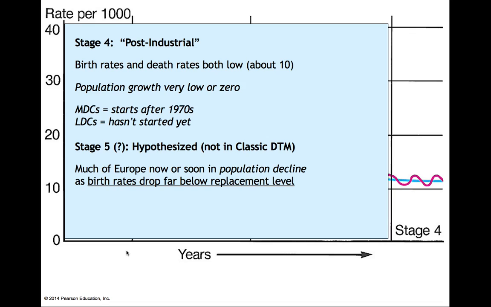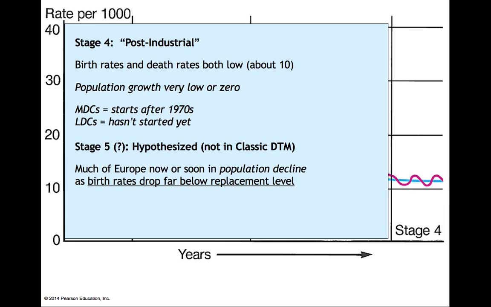Then we're at stage 4, post-industrial stage. This is the stage where many of our MDCs are, where our birth rates and our death rates are low. Population growth is very low or zero. And that gets us to a stage 5, our hypothesized stage 5.